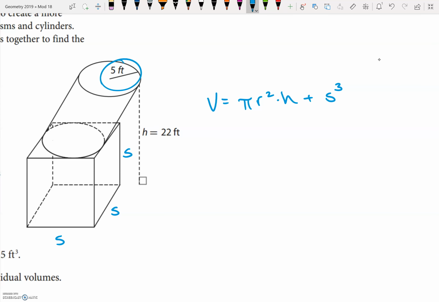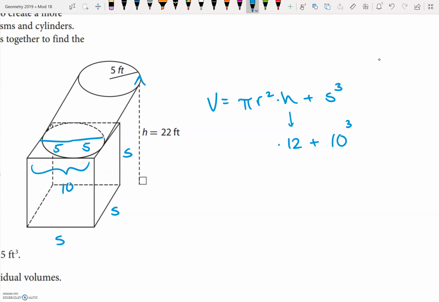We know that the radius is 5, which means that this base is 5, which means if we stretch it all the way across, that's also 5. So that means that our side length is 10. So we have S is 10. We can write this as 10 cubed. If this height is 10 and it goes all the way up to the top and the top is 22, then 22 minus 10 would leave us with 12. So the height we're using here is 12.